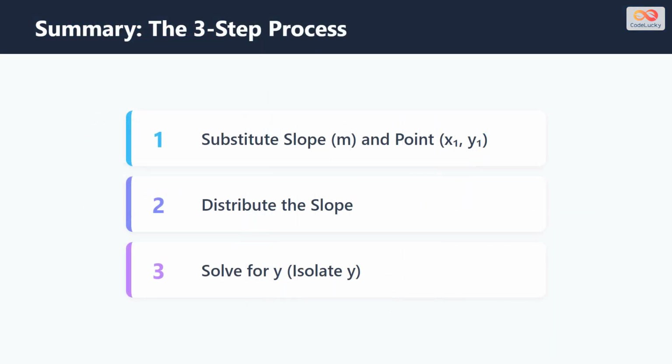To recap, writing an equation from a slope and a point takes just 3 steps. First, substitute your slope and point into the point-slope formula. Second, distribute the slope. And third, solve for y. Follow these steps, and you will get the correct linear equation every time.